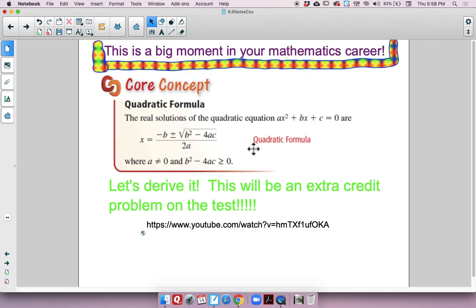Okay, so we're going to derive it. That means kind of prove it. I don't want you to just take it, oh, Mr. Kalin says this is what it is. I want you to understand why. And now that you've learned completing the square, we're actually going to derive it this way. So let's go ahead and watch this video.